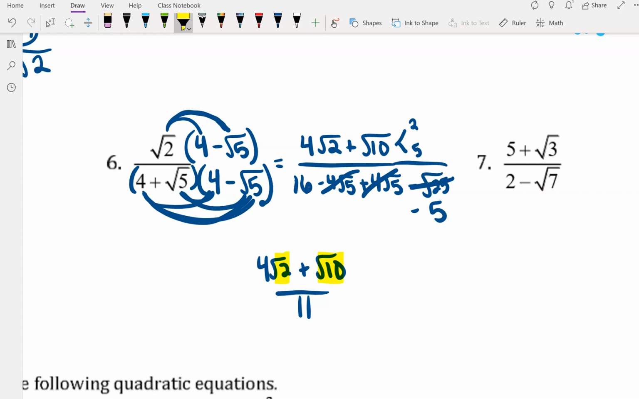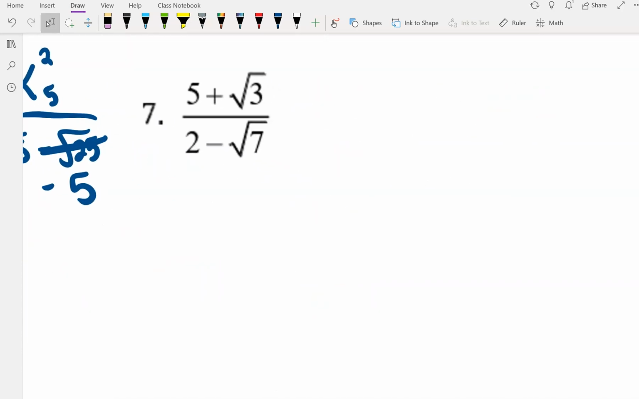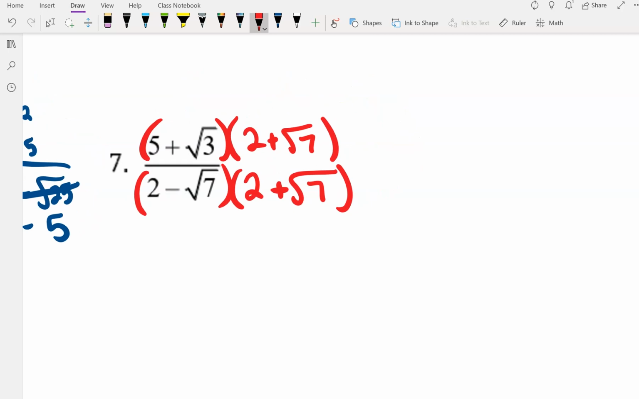All right, looks like one more review problem. So same thing, I need to get rid of the radical on the bottom. So I multiply by the conjugate. The conjugate is going to be the same numbers, but I change the sign in the middle. So 2 plus root 7. Because these are 2 terms on both, 2 terms times 2 terms, I need to FOIL both of them.